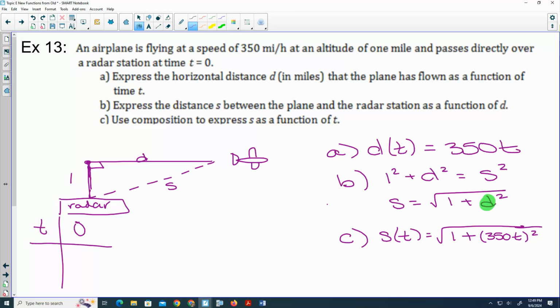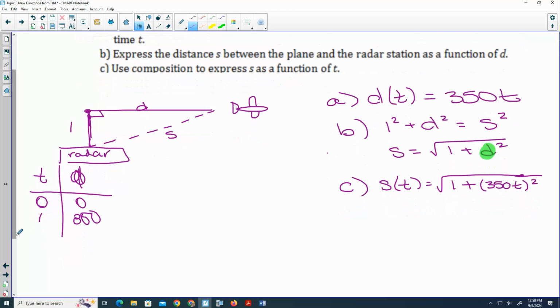So at time 0, the plane hasn't flown anymore. After 1 hour, the plane is 350. After 2 hours, it flies another 350 miles, so now it's 700. After another hour, it goes another 350. Okay, it's kind of like a line, y equals mx plus b, because it's going up by the same amount every time.